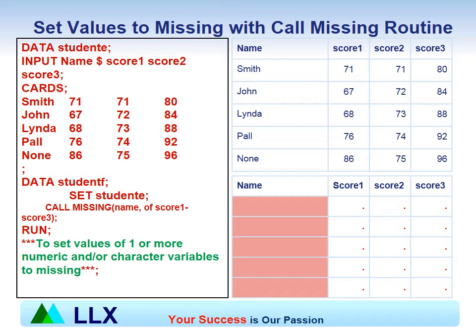You can see the results of the call missing routine on the bottom right, or rather the lack of them, since everything was made into a missing value. The character variable name's values were all made into character missing values, and the numeric variables score1, score2, and score3 had all of their values made into numeric missing values.